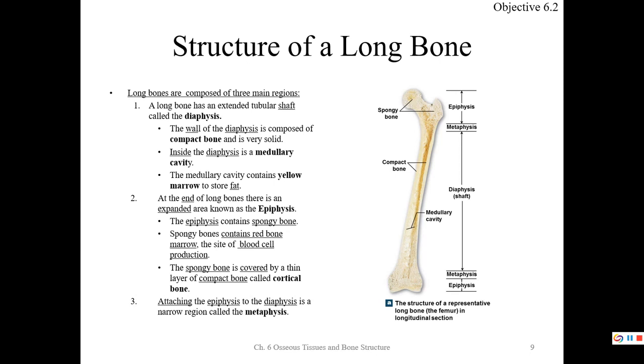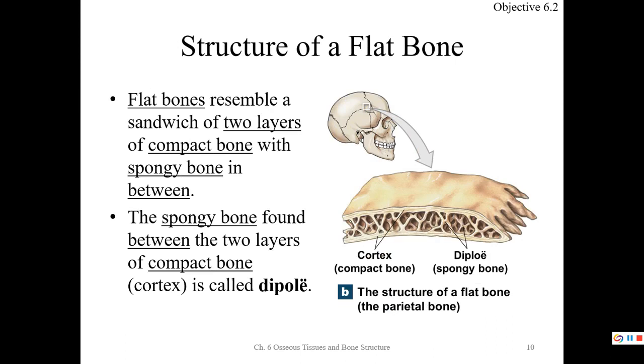That's where your cortical bone is on the outside of that. And between the two is the metaphysis, attaching the epiphysis to the diaphysis is a narrow region called the metaphysis. All right, now flat bones are going to be like a sandwich of compact bone with spongy bone in between. The spongy bone is in between the two layers of compact bone called cortex. The two layers of compact bone are called cortex, and the middle is called diploe.